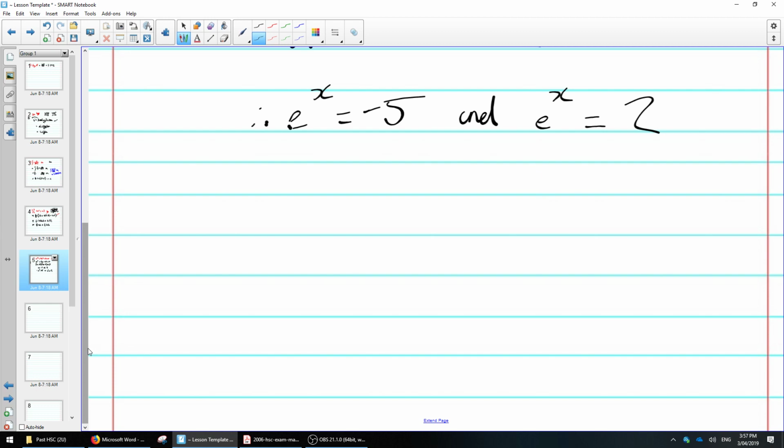Sub it in, find out. So how do you? We're not doing trial and error. That's an exponential thing that we can't solve by itself. So how do you solve an exponential equation you can't solve?